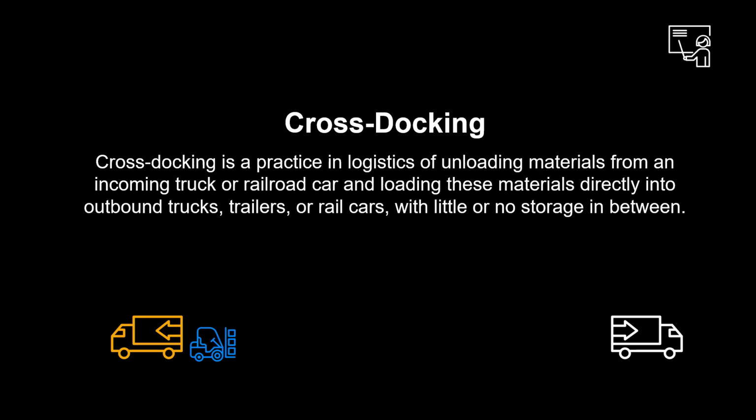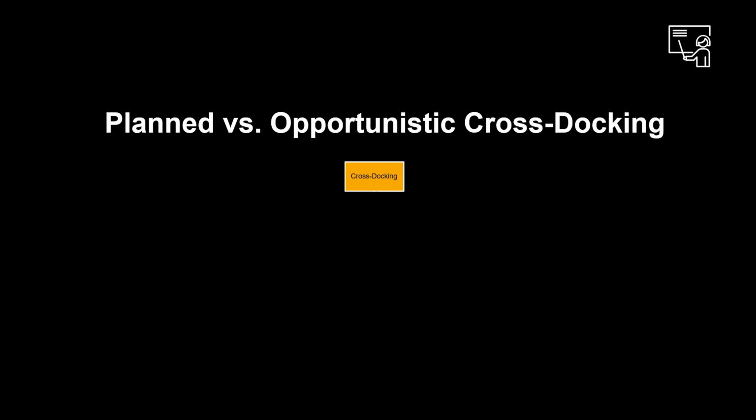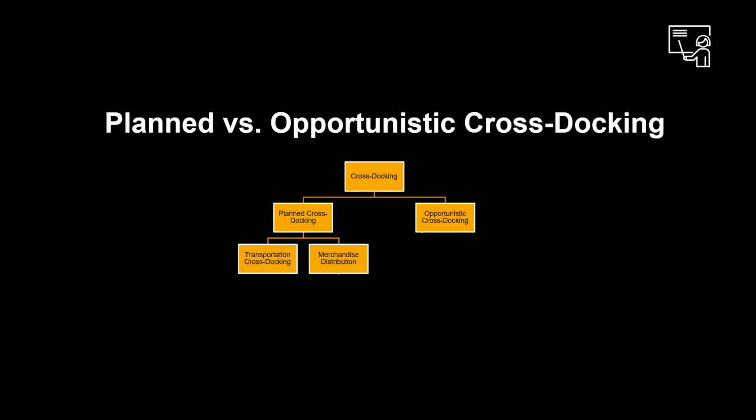Let us spend a few seconds to clarify some terminology. Cross-docking is a practice in logistics of unloading materials from an incoming truck or railroad car and loading these materials directly into outbound trucks, trailers, or rail cars, with little or no storage in between. There are basically two types of cross-docking. Both are supported in EWM.